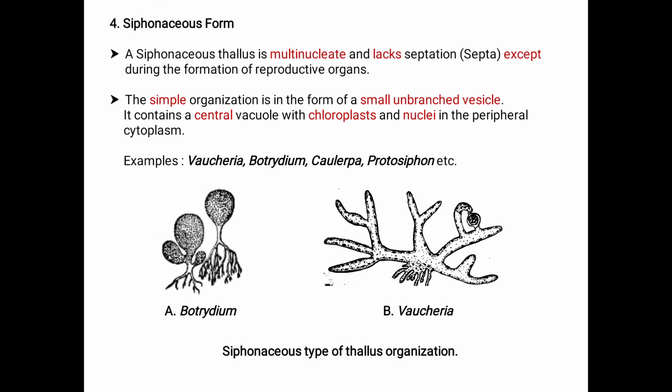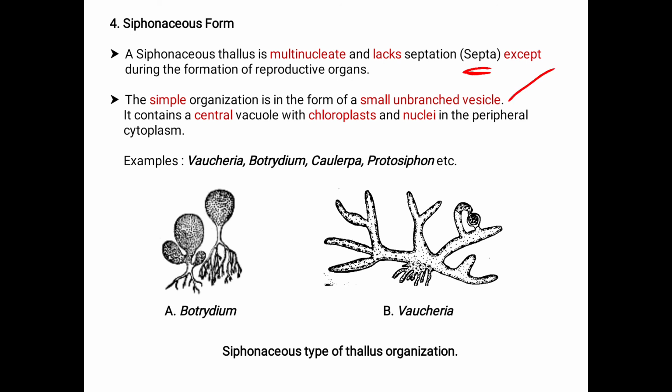The next form is the siphonaceous form. Here, a siphonaceous thallus is multinucleate and lacks septation, that is the septa, except during the formation of reproductive organs. The simple organization is in the form of a small unbranched vesicle.